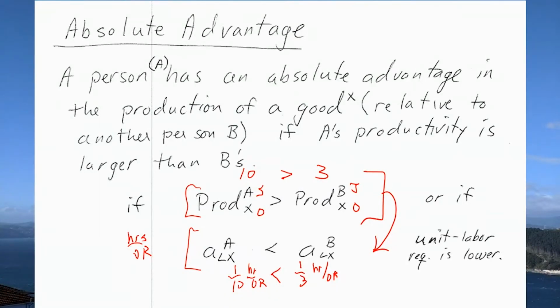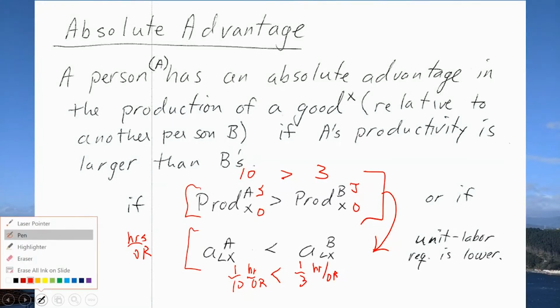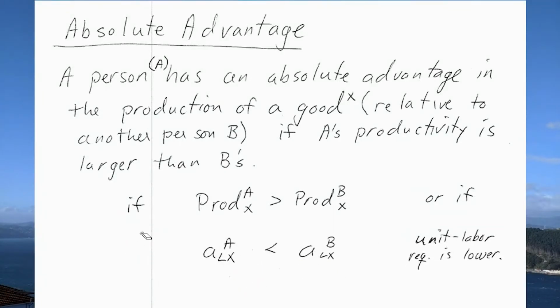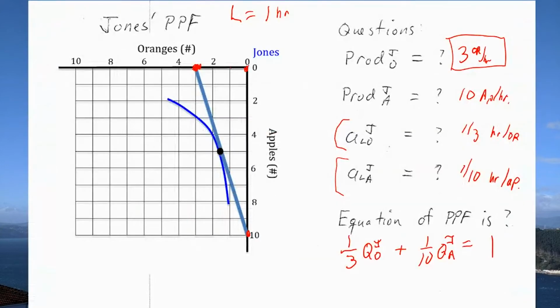But now you should begin to see that I can give you information about two individuals in a variety of different ways. I could give you the productivities and then ask you to calculate who has the absolute advantage. Or I could give you the unit labor requirements, virtually equivalent, and you can calculate who has the absolute advantage. Or I can just give you a diagram and an amount of labor being used in the production of that particular product. You should be able to figure out what the productivities are, and thereby the unit labor requirements, and thereby even the equation of the production possibility frontier.